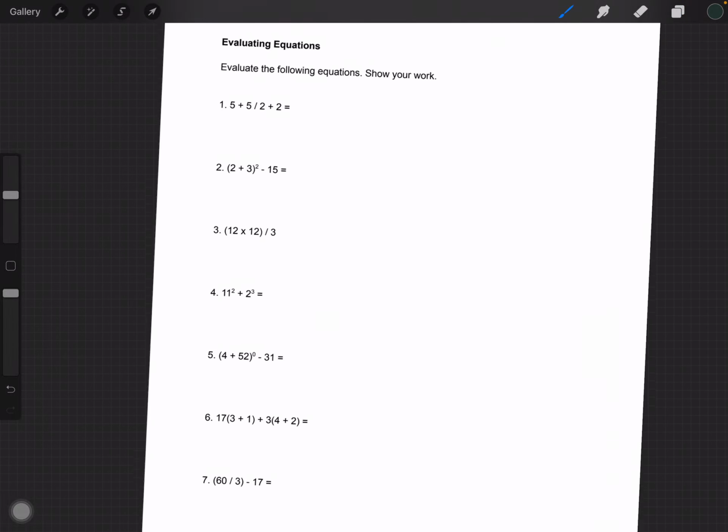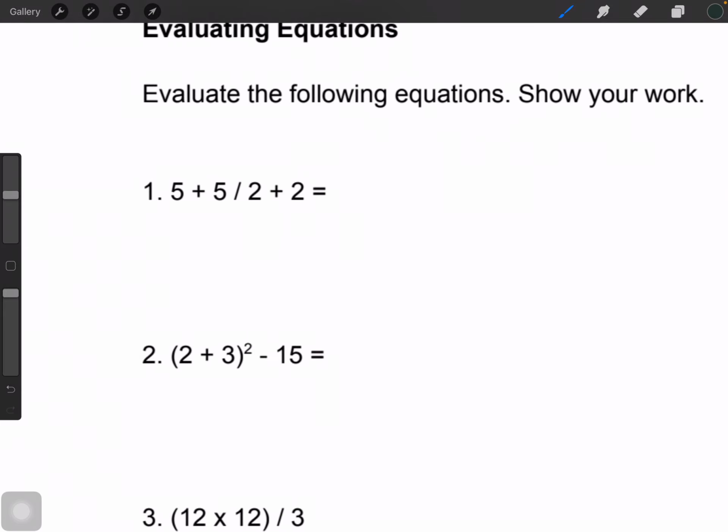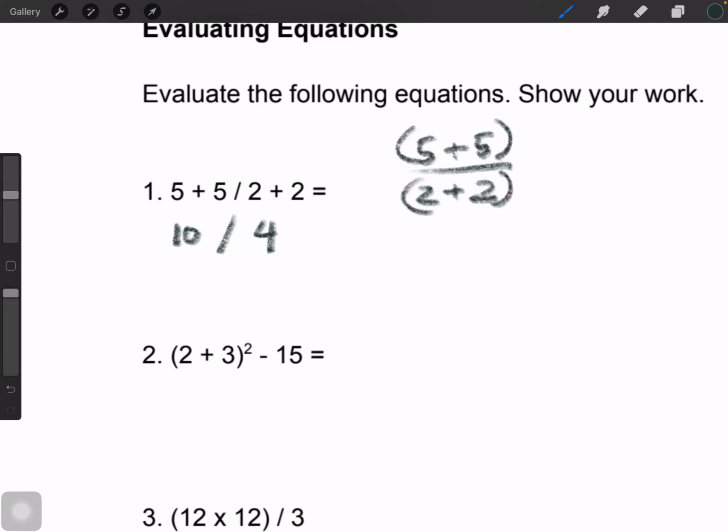The second page is asking us to evaluate the following expressions and to show our work. So in this first one, you can do this multiple ways, because you could use order of operations first. You can also take this to mean 5 plus 5, 10, divided by 2 plus 2, which is equal to 4. Because if you see this fraction bar, you can assume that it looks like this, in which case 10 divided by 4 will equal 5 over 2.